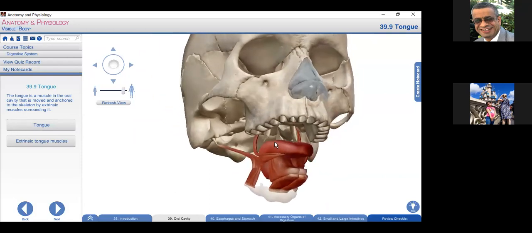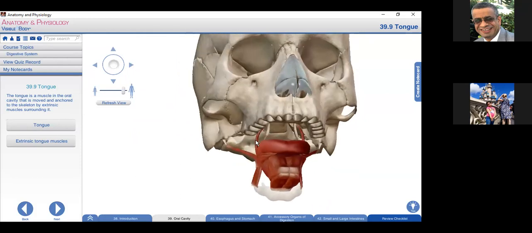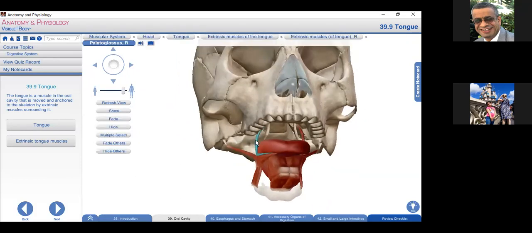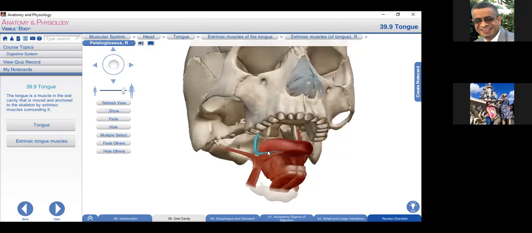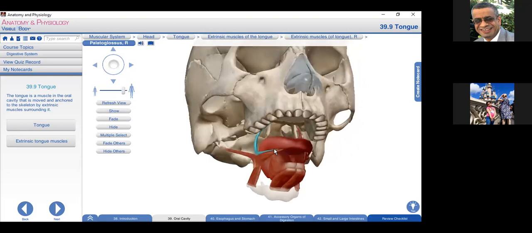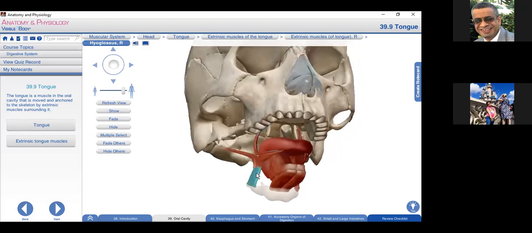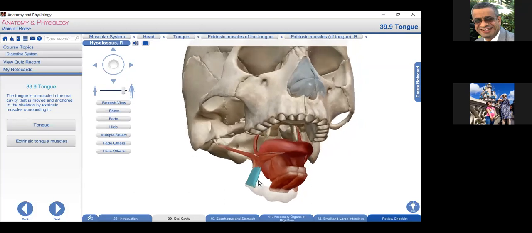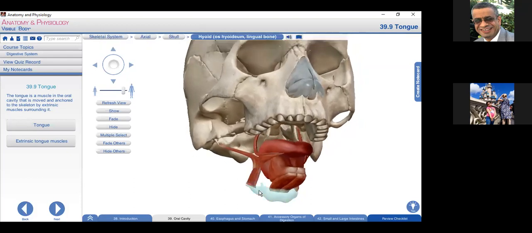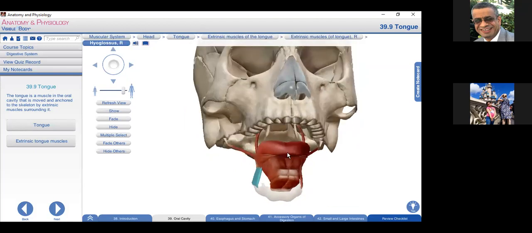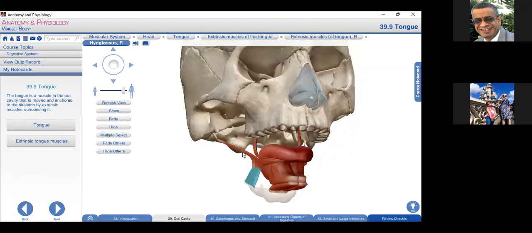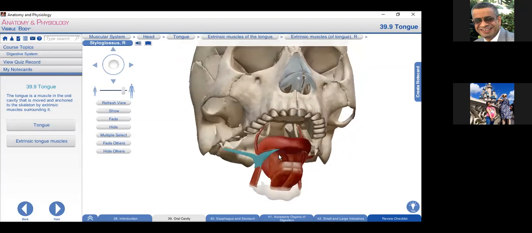First, we begin with the palatoglossus muscle, which arises from the soft palate and inserts into the posterolateral surface of the tongue. Then the hyoglossus muscle, which arises from the hyoid bone and inserts into the side of the tongue. Then the styloglossus muscle, which arises from the styloid process and inserts into the side of the tongue.